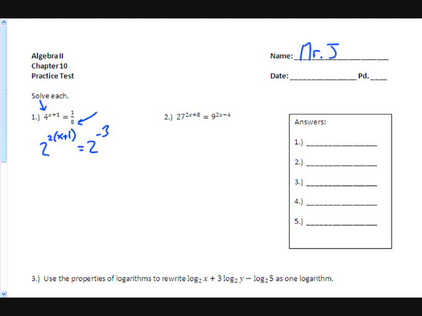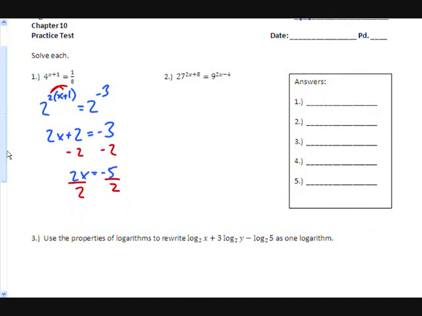So now each side is rewritten. I rewrote each side so that they have the same base. And when we have the same base on each side, it means the exponents are equal to one another. So that means the 2 times the x plus 1 equals the negative 3. I'm going to go ahead and distribute. So that's 2x plus 2 equals the negative 3. And then I solve for x, so I subtract the 2 from each side. So I find out that 2x equals a negative 5. And then I've got to divide each side by the 2.